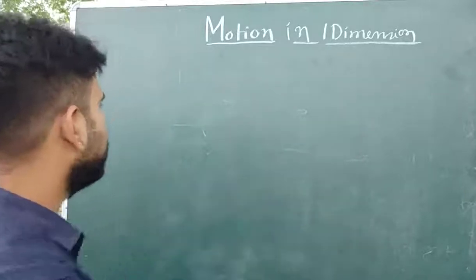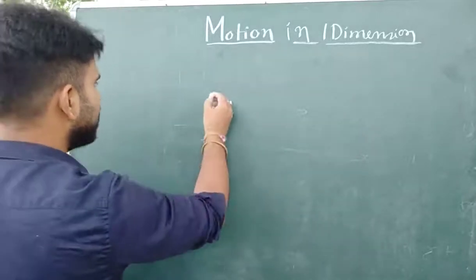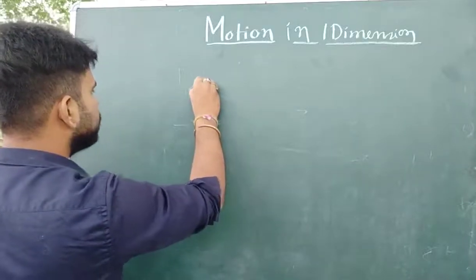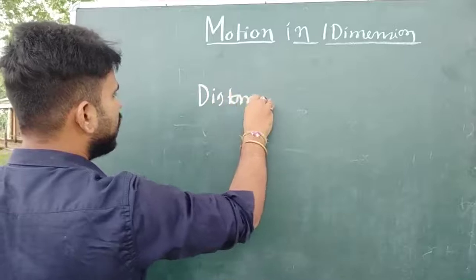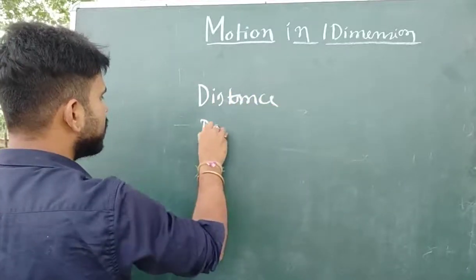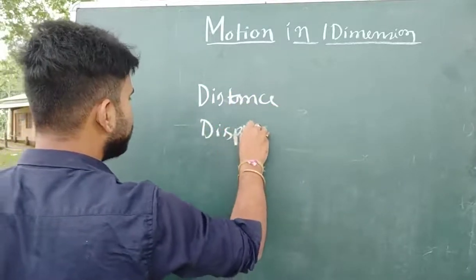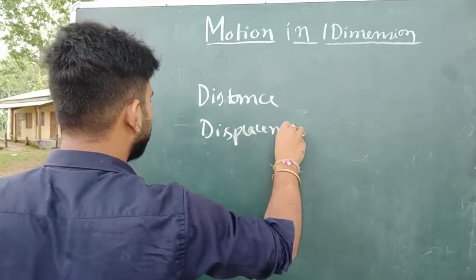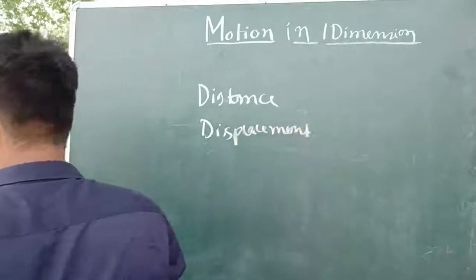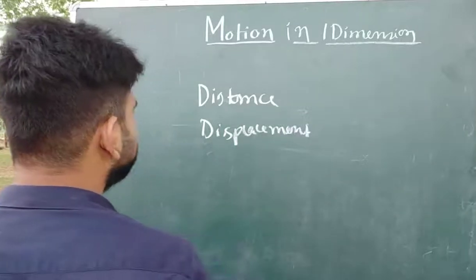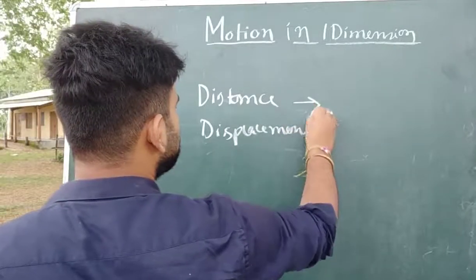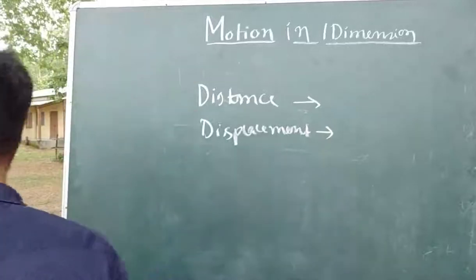So in this chapter we will basically learn some physical quantities like distance and displacement. So what is displacement?